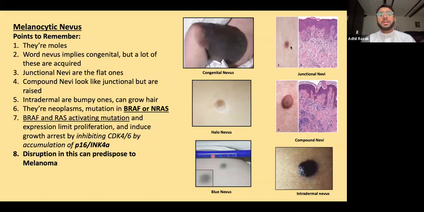All right, so let's quickly discuss melanocytic nevus. They're moles. So if you have a mole that is a melanocytic nevus, don't worry, it's not cancer. I hope not. Anyways, this is from your lecture. The word nevus implies congenital, but it is not always congenital. A lot of these are acquired. The congenital nevus, as you can see here, is called a giant congenital nevus because it is pretty huge. It is a big dark layer, and usually it regresses on its own. So compound nevi look like junctional, but they are the raised variants.